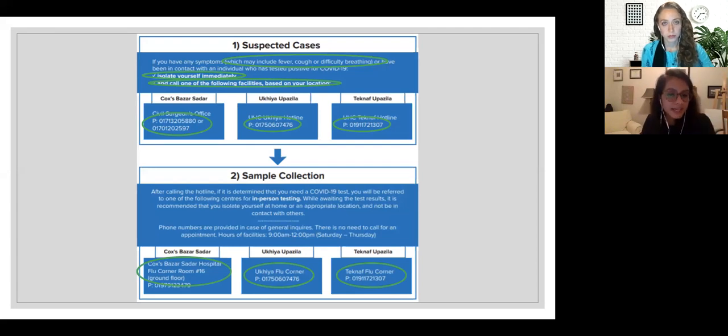And the other thing to add is that this example gives you a description of what to expect. It tells you after calling the hotline, if it is determined that you need a COVID-19 test, you will be referred to one of these places. So it's giving you a roadmap of what to do so that, again, we're reducing the confusion and the misinformation and making people less afraid of what happens when they have symptoms or when they have a potential case.